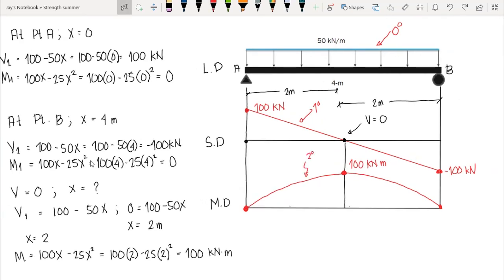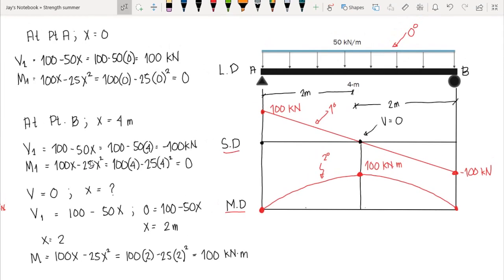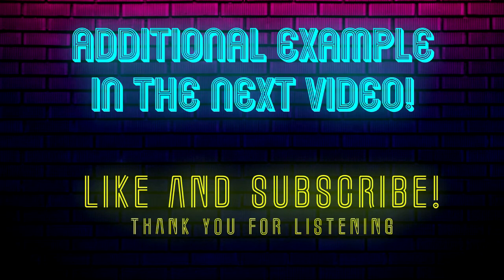This is now our shear diagram, and this one is our moment diagram. Now, let's say we want to compute the internal shear and internal moment at 1 meter from A. At this point, we can just use our shear and moment equations by setting the value of x equal to 1. So that's the use of the shear and moment equations. Using these computed moments and shears, we can now proceed to the computation of stresses, which will be discussed in the next videos.